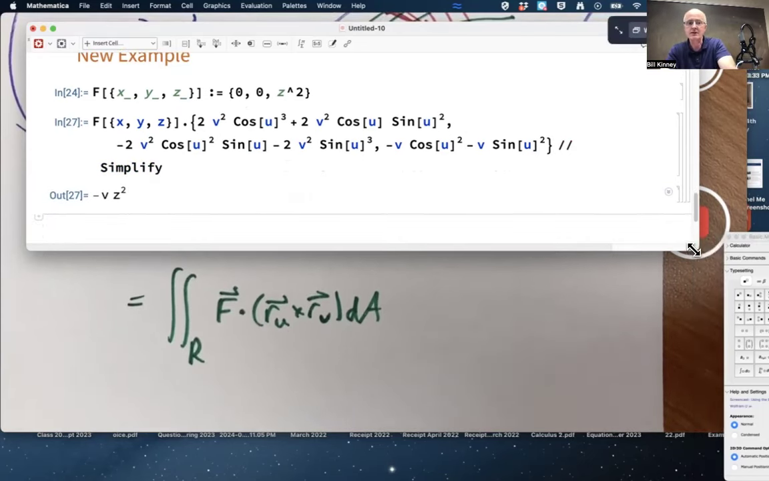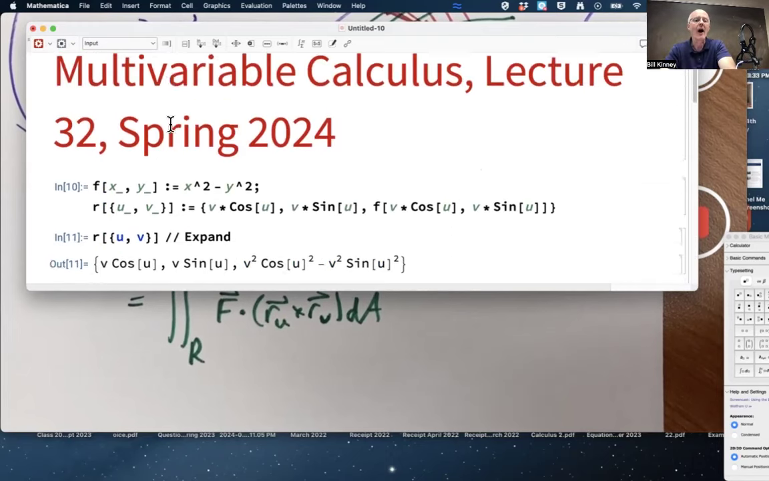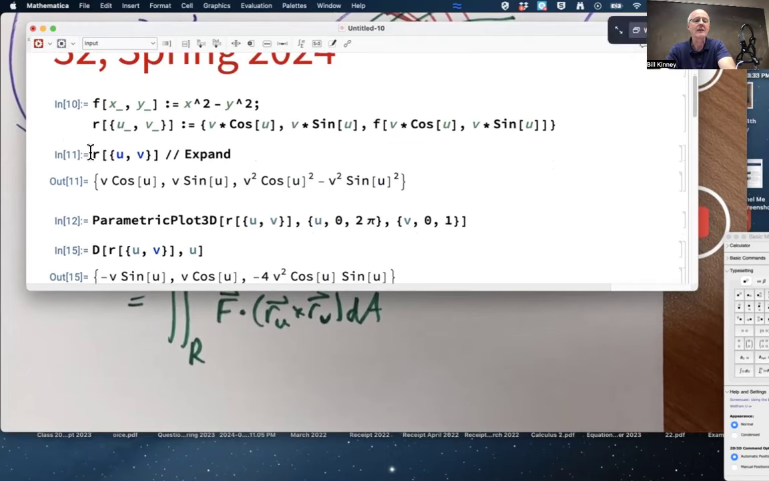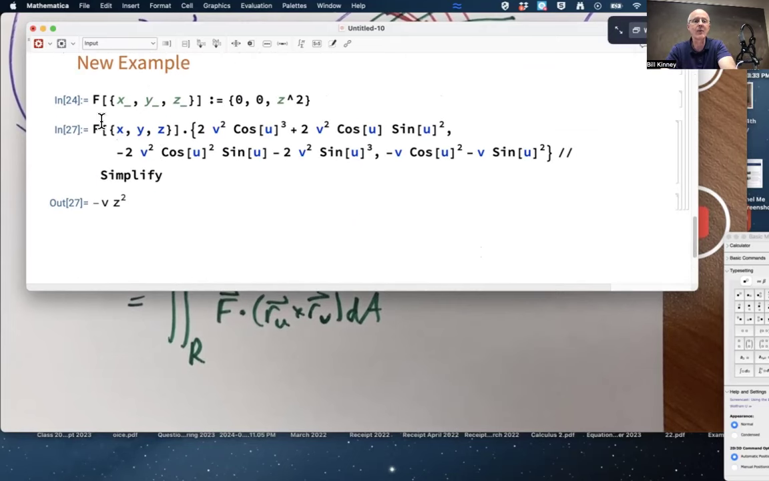Now with respect to u and v. Oh, well, not quite. I forgot something. I forgot to replace x, y, and z with how they depend on u and v. Yeah. That's R. And because I've defined f with a list like this, I can actually just plug in the R like this.